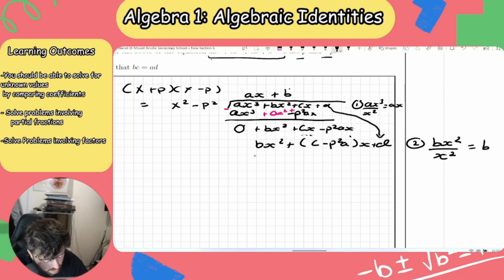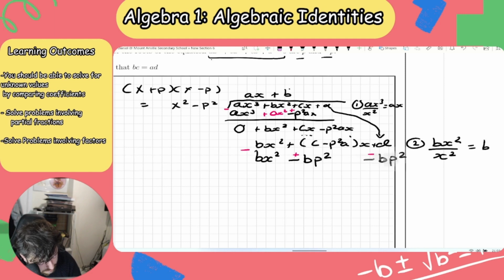b times x squared is bx squared. b times minus p squared is minus bp squared. And yep, that's it. So I'm going to have here, change the signs, minus, plus. So this is actually a constant term. So I'm going to bring it over to my d here. So this all has to go to 0, right?